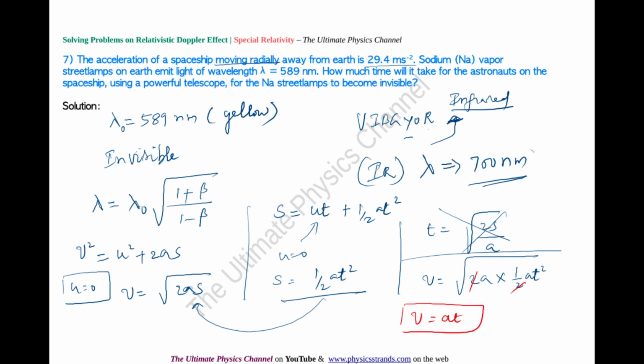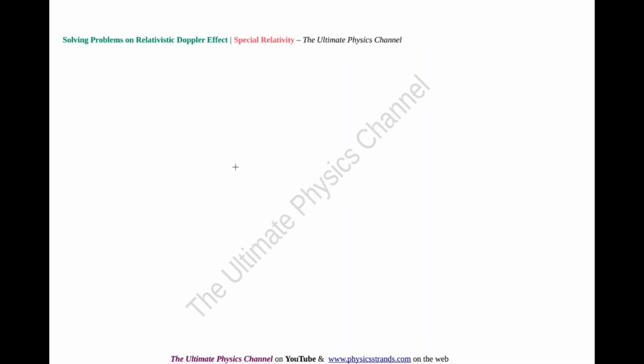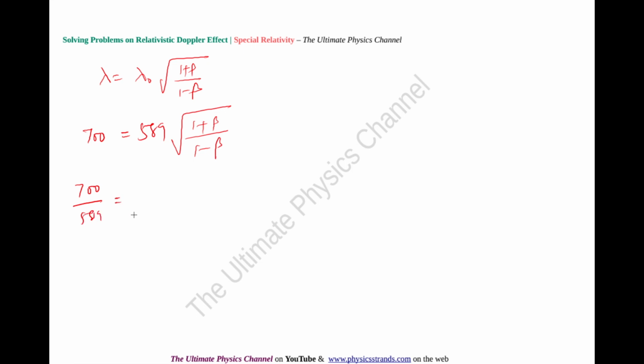Now I can use this one to get the lambda, right? My lambda is red-shifting to 700. So lambda is equal to lambda naught times the square root of (1 plus beta) over (1 minus beta), which is the original expression. Here I take lambda to be 700, and lambda naught is 589 nanometers. So 700 over 589 would be my term in the square root of (1 plus beta) over (1 minus beta).